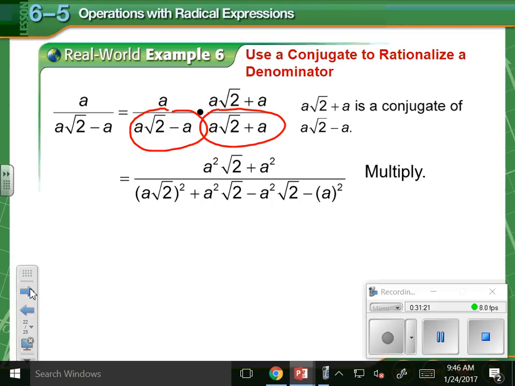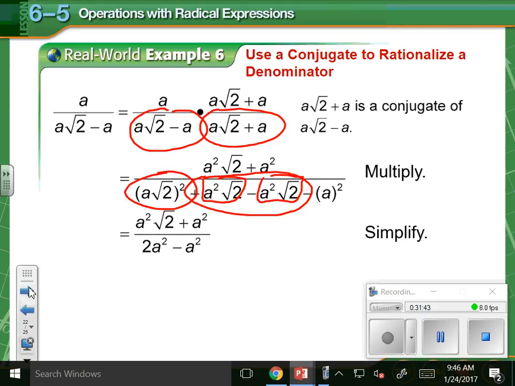When you FOIL it out, it looks messy at first. But then what happens with these two things? A positive and a negative of the same thing cancel. And what happens here? If you square a square root of 2, it just becomes 2. So that's how that radical goes away. Not much explanation in between this step and this step, but that's what happens. The radical goes away in the denominator. When you multiply by the conjugate, the radical goes away in the denominator.